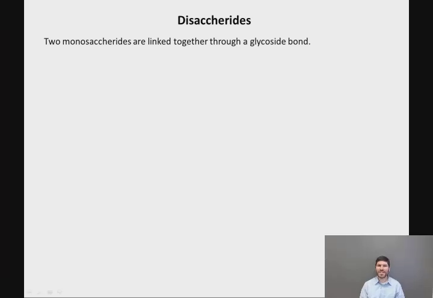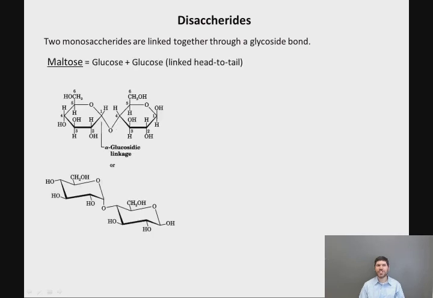We are now ready to consider the bonding and the stereochemistry in disaccharides. As I said in the intro to sugars, disaccharides are when you have two monosaccharides linked together through a glycoside bond, which is of course what we considered in the previous lesson. So what I consider the simplest case of a disaccharide would be maltose, which is when you have two glucoses linked together in what I call the head-to-tail arrangement.